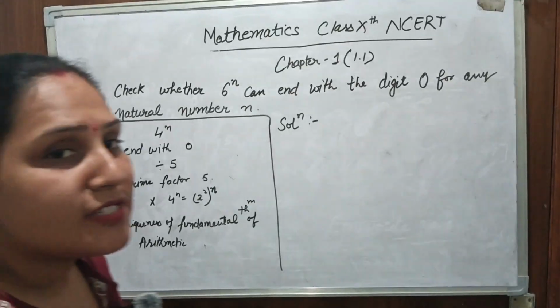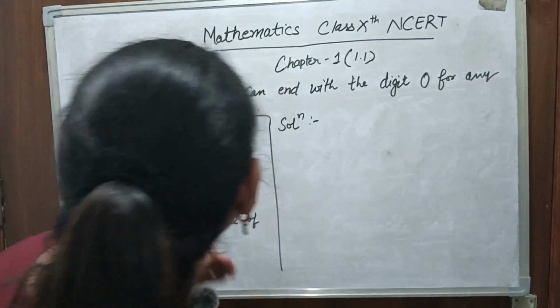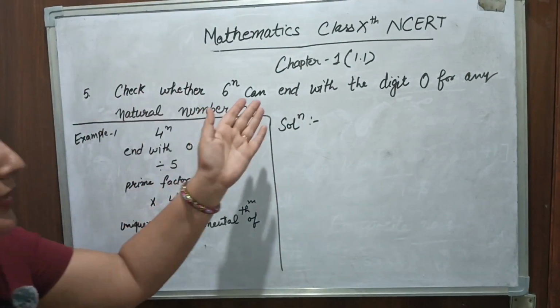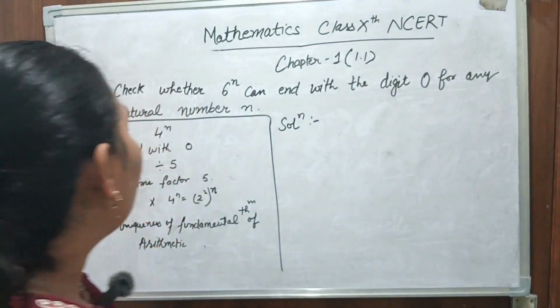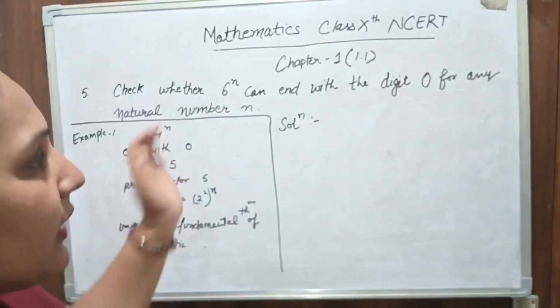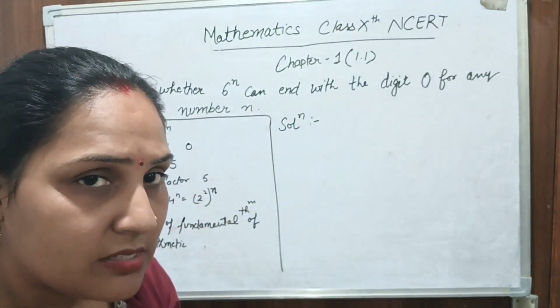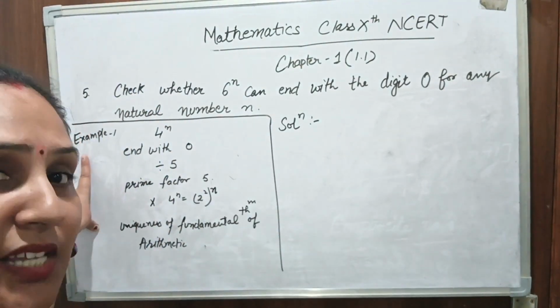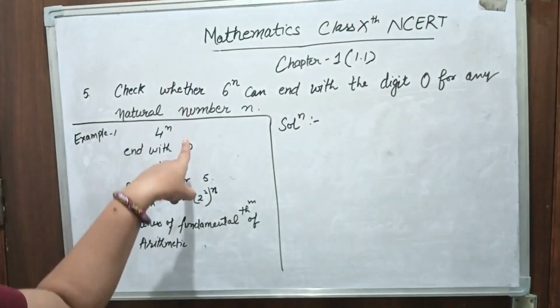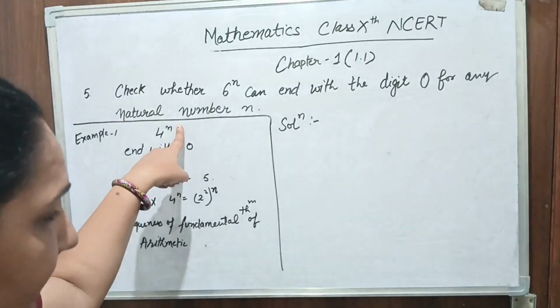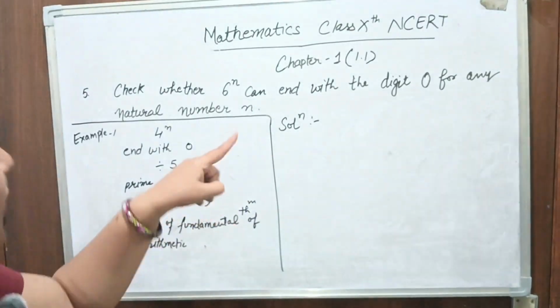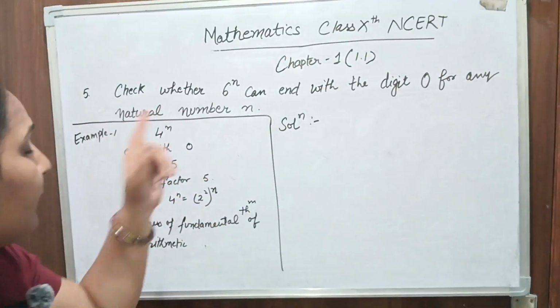Okay students, now we will understand the next question. Check whether 6 raised to the power n can end with the digit 0 for any natural number n. To understand this question, firstly we will discuss example number 1 of the same exercise. Check whether 4 raised to the power n can end with digit 0 for any natural number n.